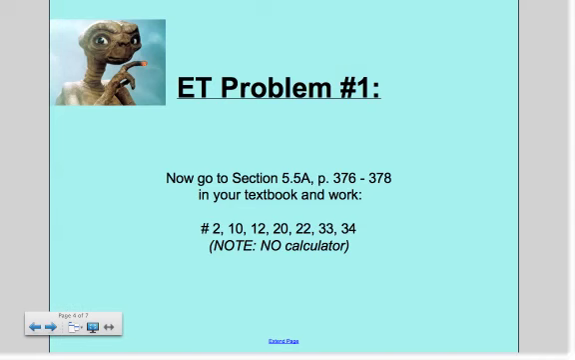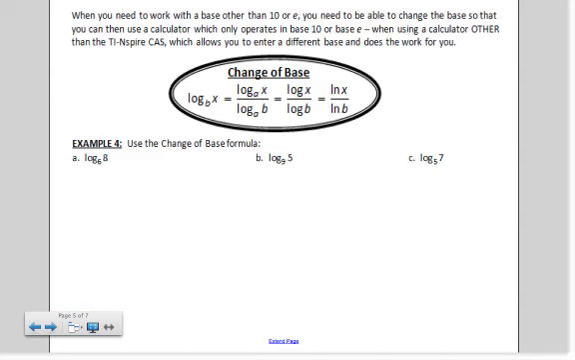Now, if you can please go to the textbook 5.5a, and I've given you the page numbers there, and work those problems. That seems like a lot, but they take almost no time at all. You should be done in less than 5 minutes with those problems.